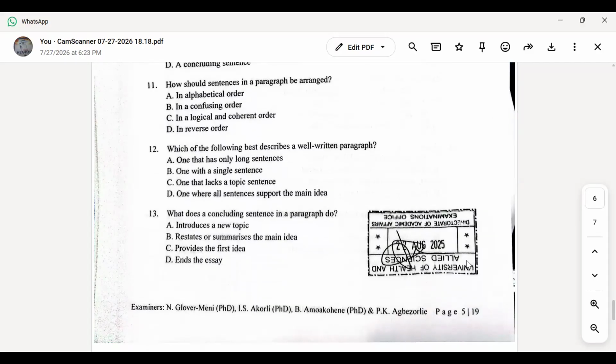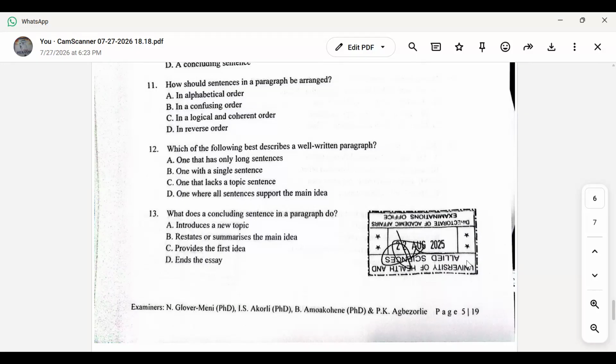Question 11. How should sentences in a paragraph be arranged? A, in alphabetical order. B, in a confusing order. C, in a logical and coherent order. D, in reverse order. The answer is C, in a logical and coherent order.